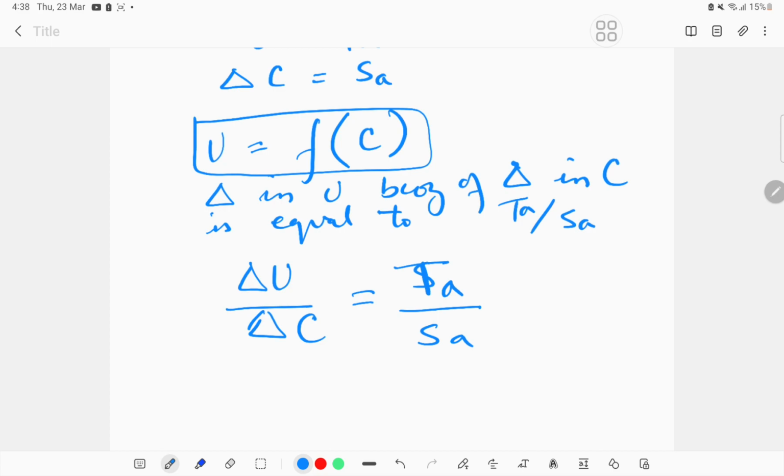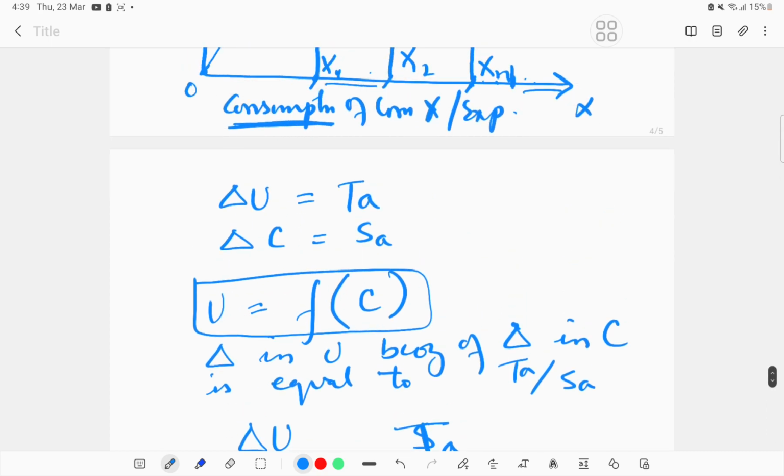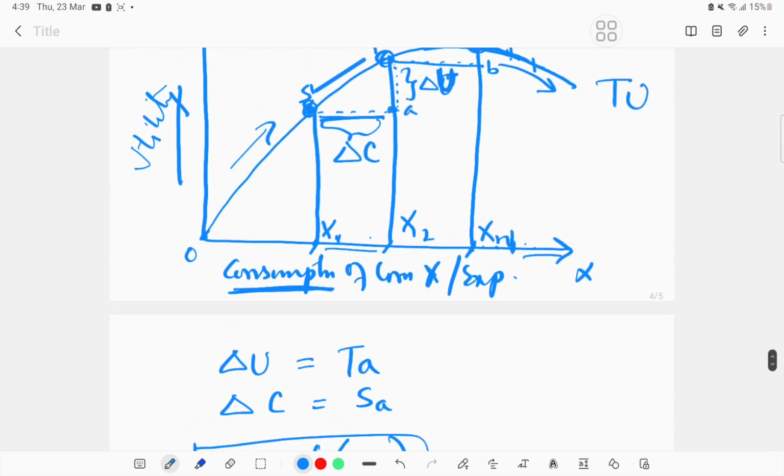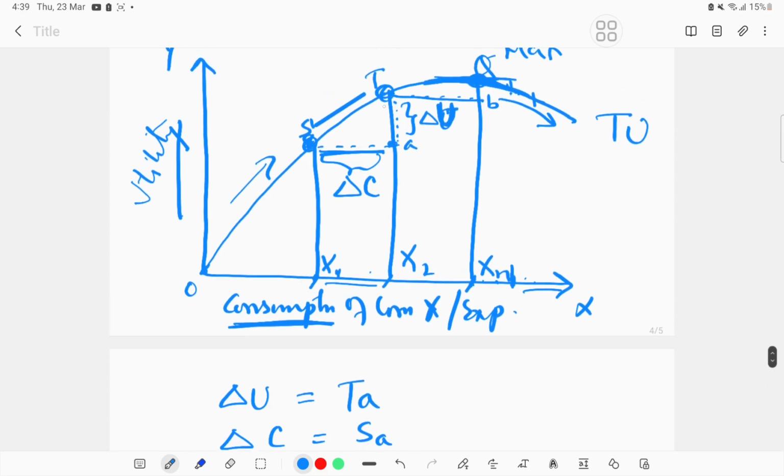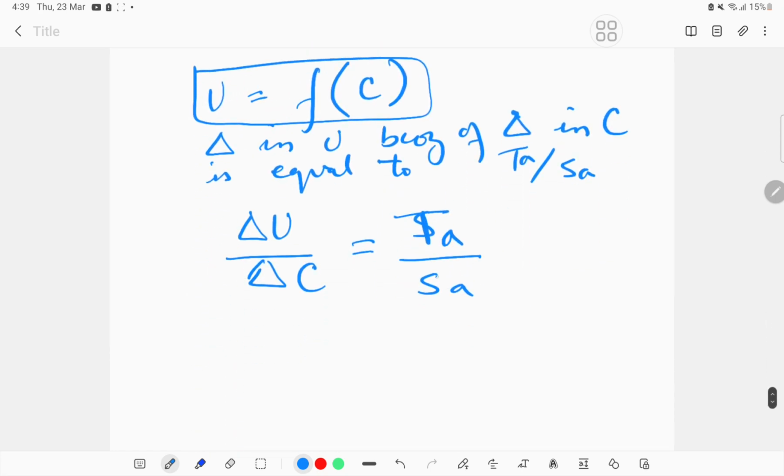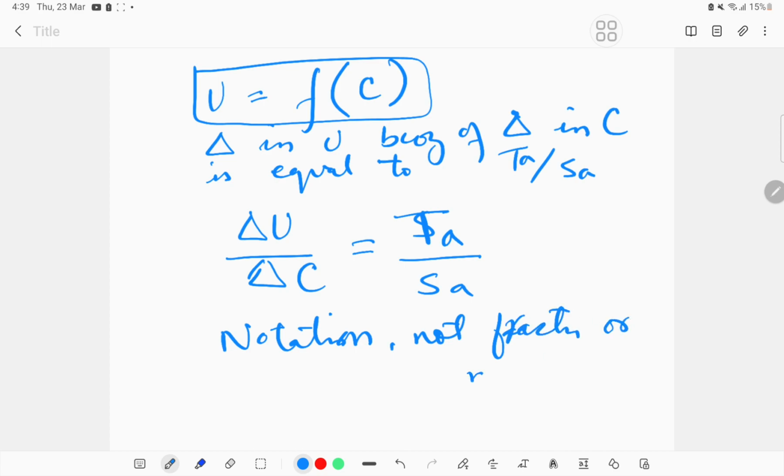Now this change in utility and change in consumption. How did utility change? Because consumption changed. So utility changes because of change in consumption. As in the graph we say change in utility is TA, this here is T, and consumption changes by SA. So we denote this as TA over SA. It is just a notation, not a fraction or a ratio.